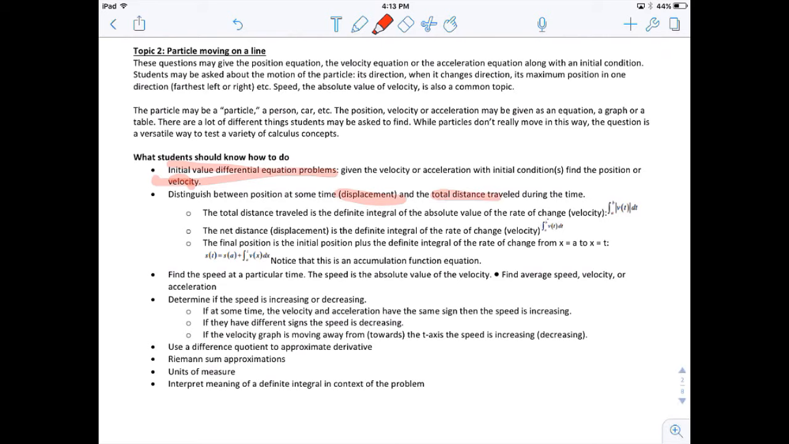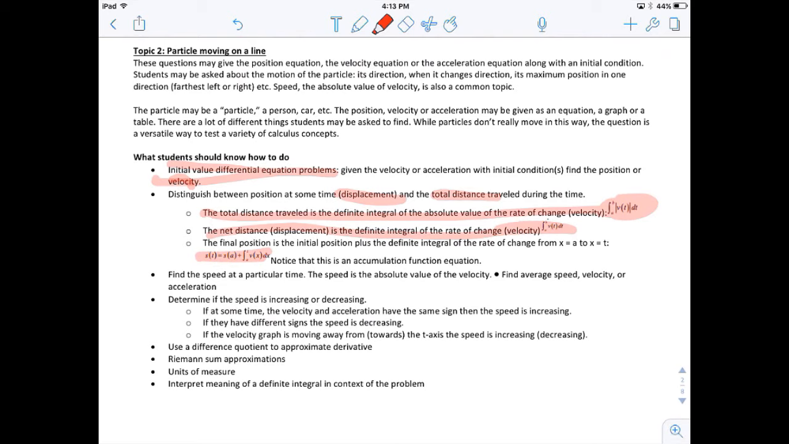Here's what I would say to remember. Total distance is the integral of your speed, right? Which is the absolute value of velocity. Net distance is just the change in position. And the final position will always be initial plus net change. And you know that, we've done that a lot.